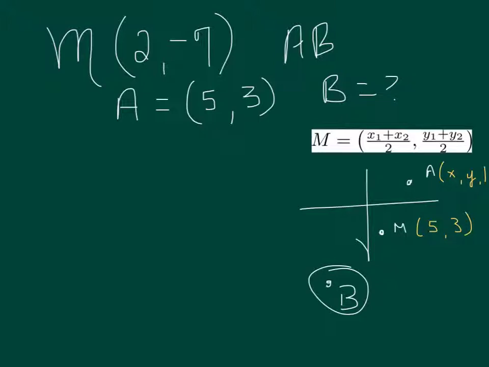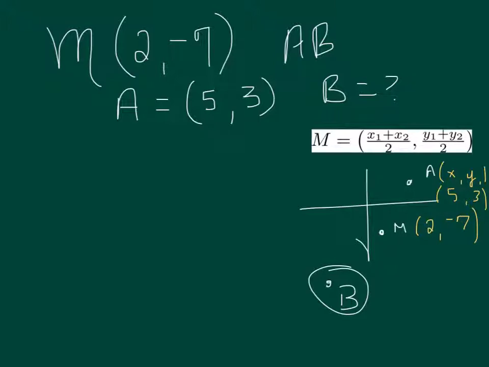I'm sorry, no, that's not correct. That was not my midpoint. My midpoint was 2, -7. And my point was 5, 3. And then I'm going to use those points in the midpoint formula.